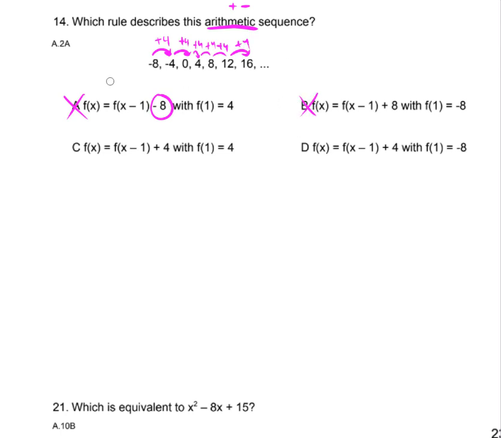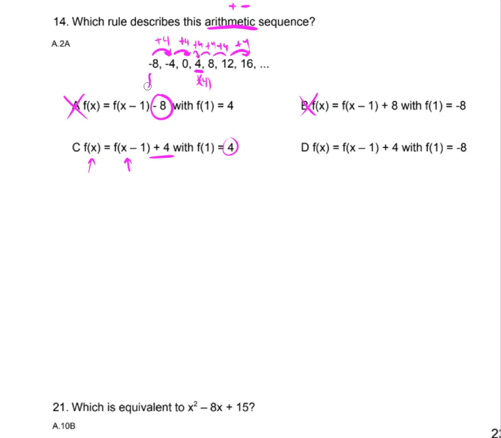So let's look at this one then. This one says f of x. In other words, if I want to get any term, then any term is equal to the previous term, right? Plus 4. So the previous term plus 4. Okay, that looks good actually. That looks really good. With f of 1 is equal to 4. So I go to my f of 1. This is not f of 1. Here's the 4 term, but that is not f of 1. That looks like it's f of 4. So that one's not it, right?